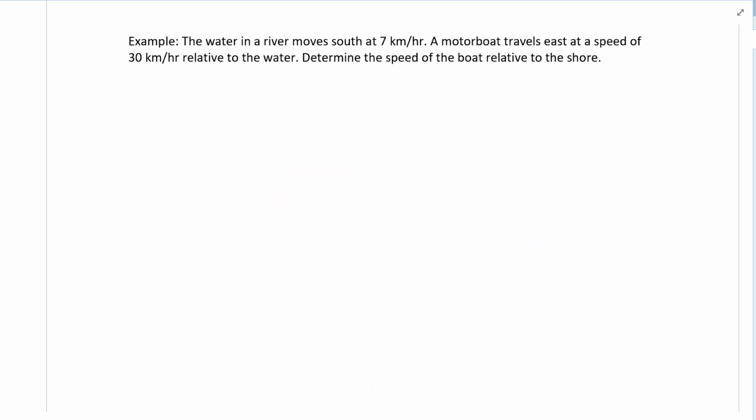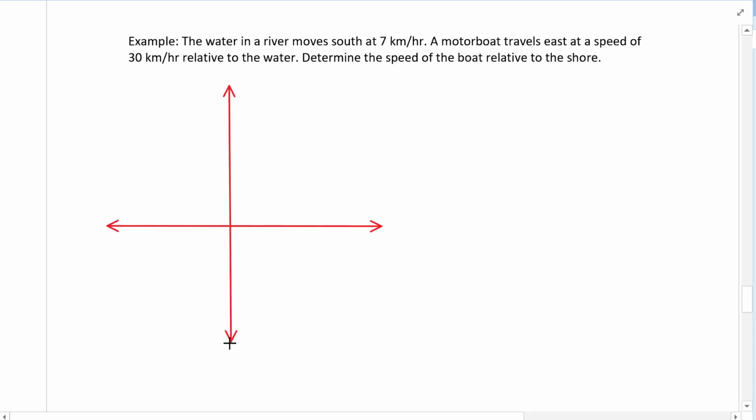So let's solve a couple of problems using vectors. The water in a river moves south at 7 kilometers per hour. A motorboat travels east at a speed of 30 kilometers per hour relative to the water. Determine the speed of the boat relative to the shore. So let me draw the coordinate plane to make a picture. I think that every time we draw, if you draw correctly, your chances of solving the problem are much higher, or you solve 90% of the problem.